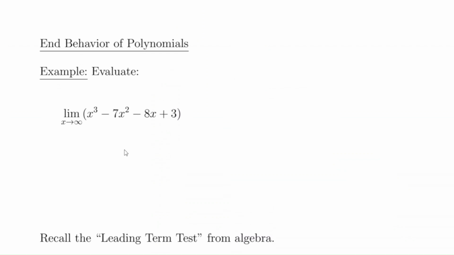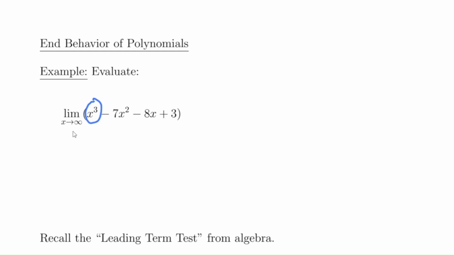Okay, now the question is, how do we find the limit as x approaches infinity if we're given a formula for a function? So we'll begin with a polynomial. Now, it turns out that with polynomials, what really matters as far as the end behavior goes, so the limit as x approaches infinity or negative infinity, is the leading term. In fact, that really comes from the leading term test from algebra.